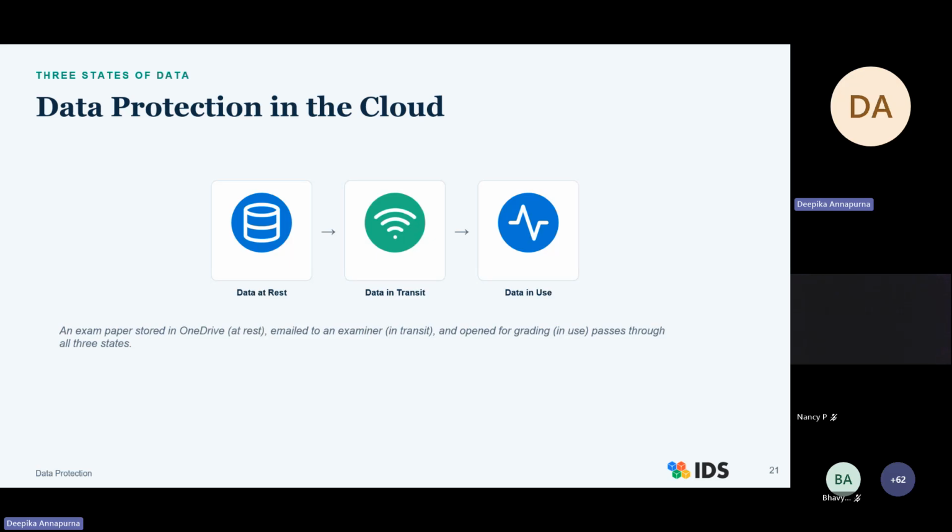The third one is data in use. The data or file is currently being accessed by a user. Some user is editing the file, viewing the file, or downloading the file. That is called data in use. Let's say, for example, an exam question paper is stored in OneDrive. That means the data is at rest. And the exam paper is emailed to the examiner, which means the data is in transit, moving from one place to another. And it is opened for grading. Someone is using the file. That is called data in use.